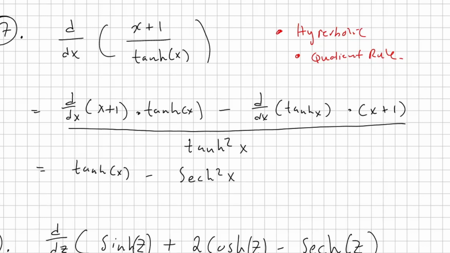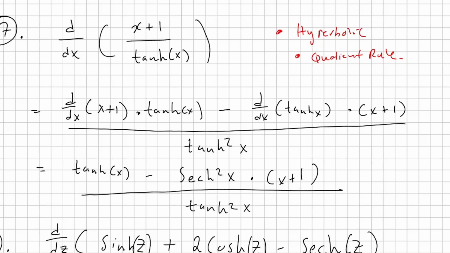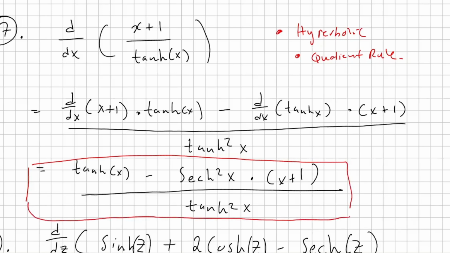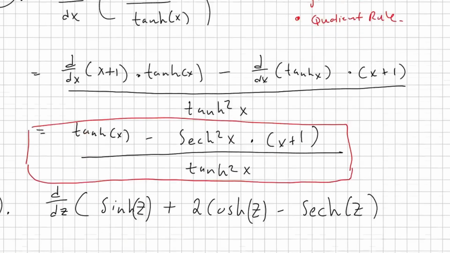Sech square x, and we're just going to be multiplying this with x plus 1, dividing this thing by tanh square x. I'm just going to leave it like this for now, because you might be able to simplify this further, but I'm going to leave it like this for now. Alright, so that's question 17.